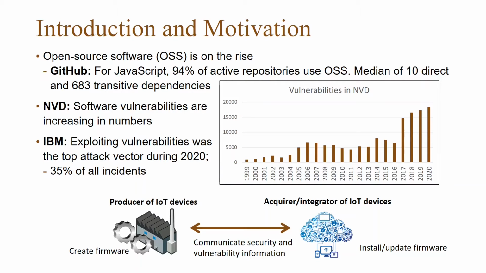In a typical IoT setting, we often have a producer of the IoT devices, and then we have an acquirer or an integrator of the IoT devices delivering systems. The producer is responsible for creating firmware and responding to the vulnerabilities found in the OSS software, while the acquirer is responsible for installing and updating this firmware. And since both have a shared responsibility when it comes to protecting against the software vulnerabilities, there has to be some way of communicating security and vulnerability information between the producer and the acquirer.